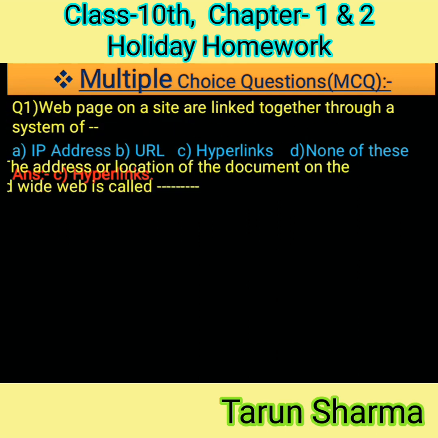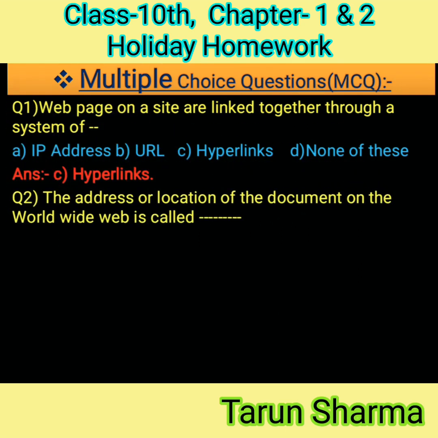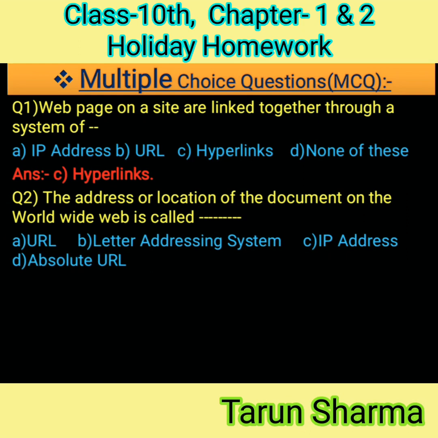Question second: the address or location of the document on the World Wide Web is called dash. Option A URL, option B letter addressing system, option C IP address, option D absolute URL. Answer is A, URL, uniform resource locator.